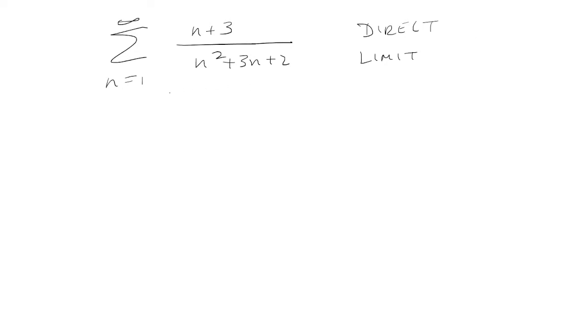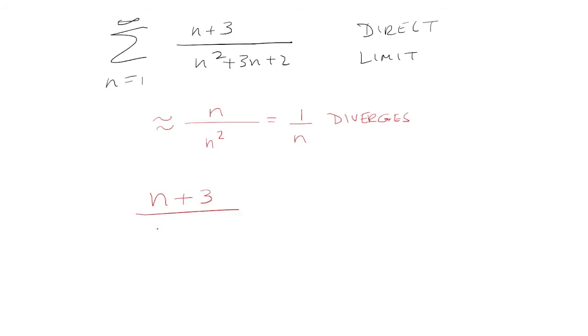But first, for the direct comparison, we have to find either something bigger or smaller, depending on whether we think this converges or diverges. A good way to start is to look at the most dominant term in the numerator and the denominator. n is greater than 3, and n squared is greater than 3n and 2. So in the long run, this ratio will look like 1 over n. We know 1 over n diverges, so we want to find something smaller. If something smaller diverges, then something bigger will also diverge.